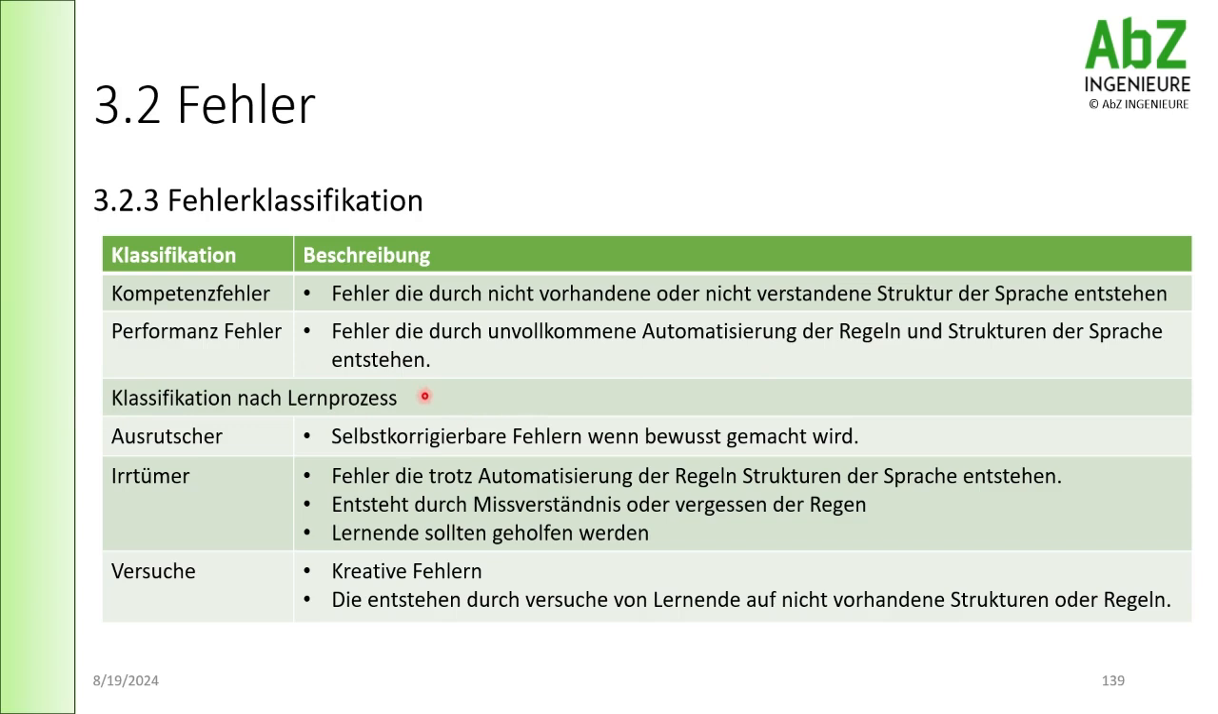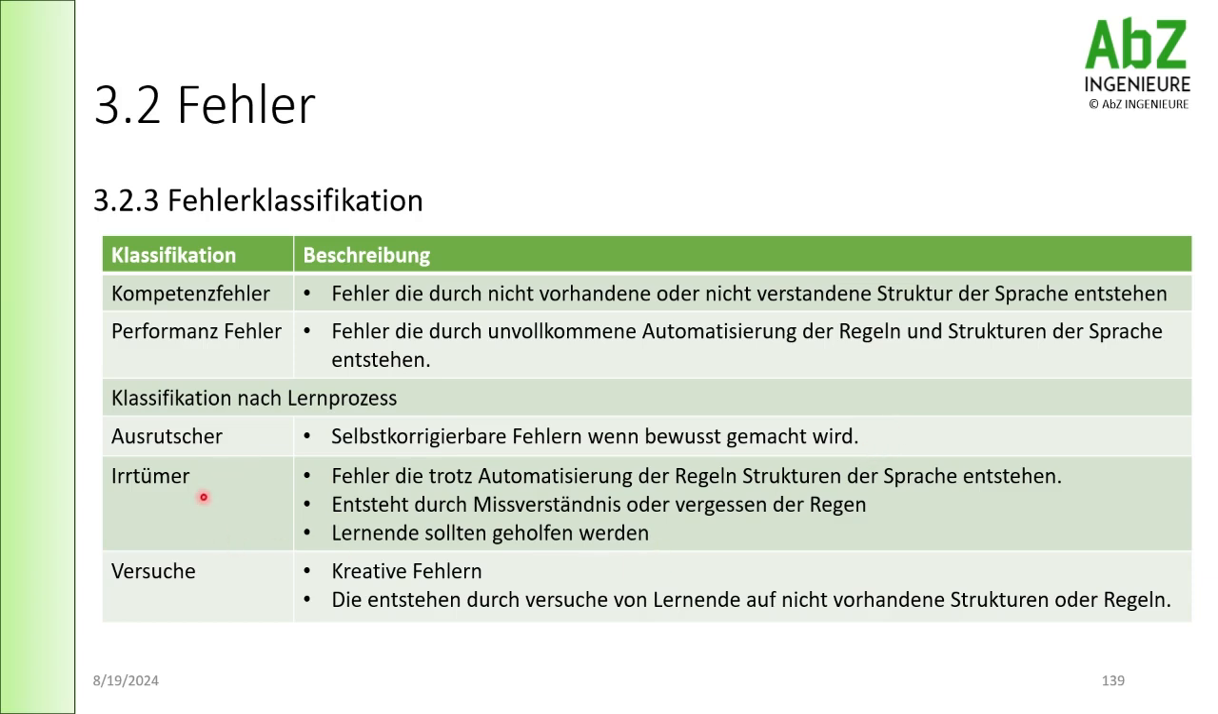Then you can classify the error based on the learning process. First one is Ausrutscher. Ausrutscher are basically errors that can be corrected by the students themselves, and they correct it and then they also know that this is an error which they have made.